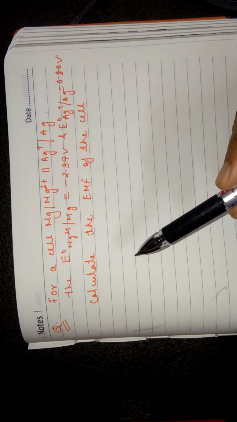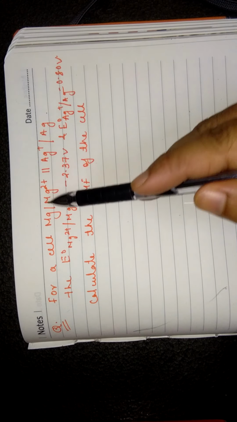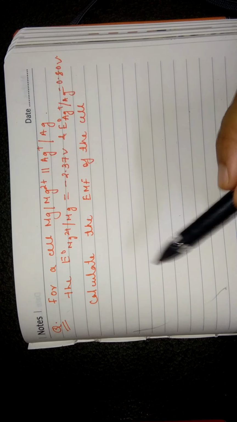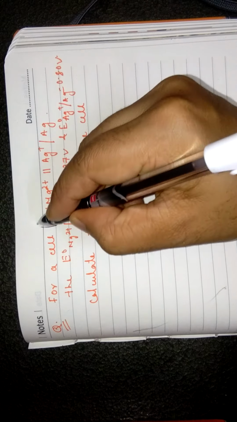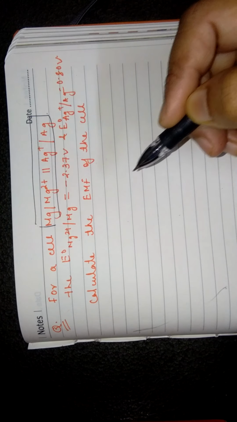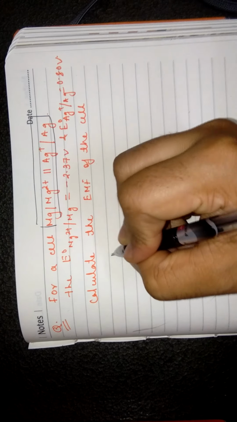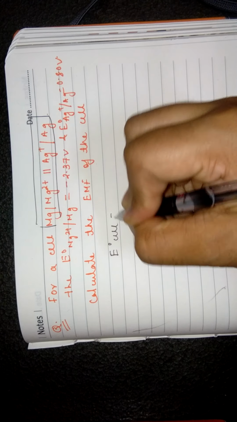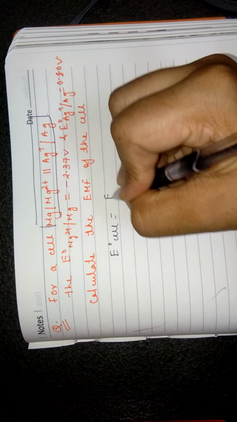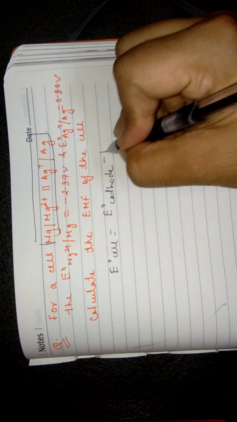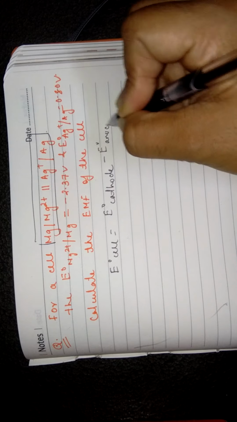A cell reaction has been given and the half cell electrode potentials are given. So what is our cell reaction? Magnesium by Mg2 plus, salt bridge, Ag plus by Ag. How do we find the EMF, the E0 cell? It is the standard reduction potential. We know the formula: E cathode minus E anode.